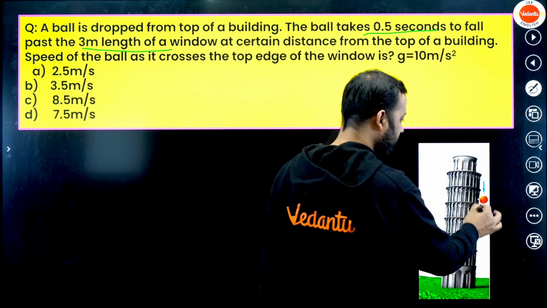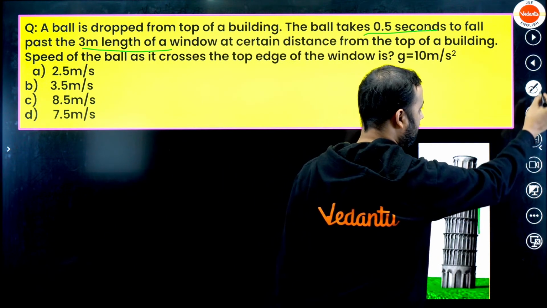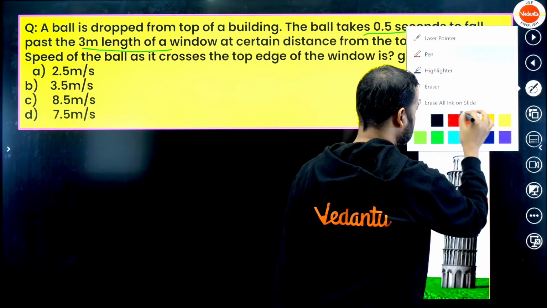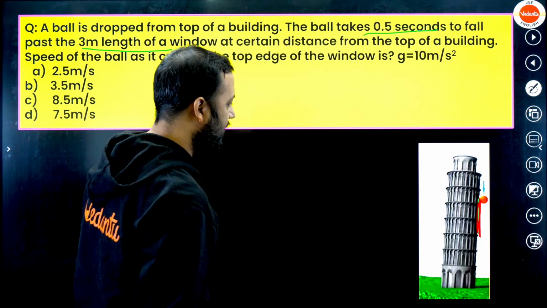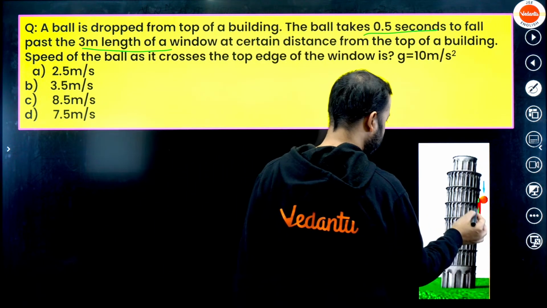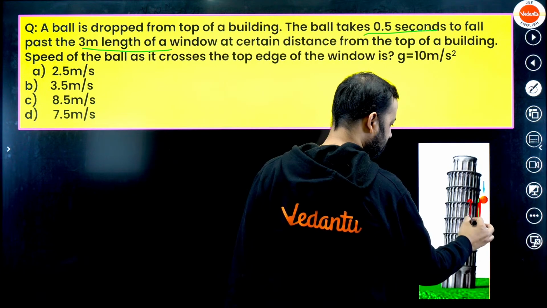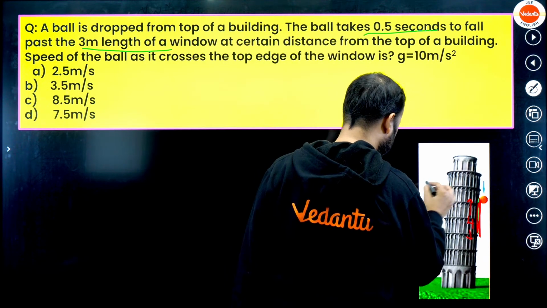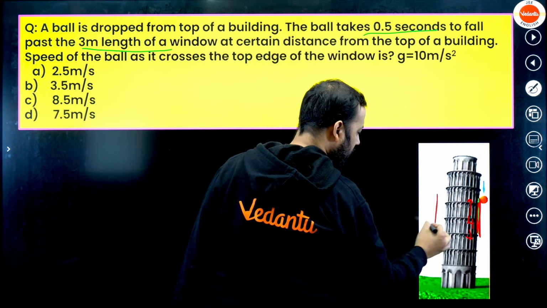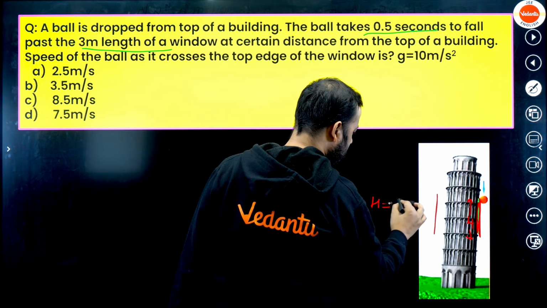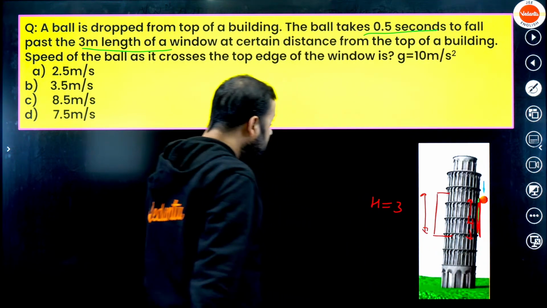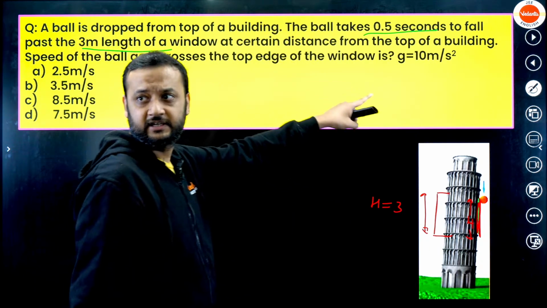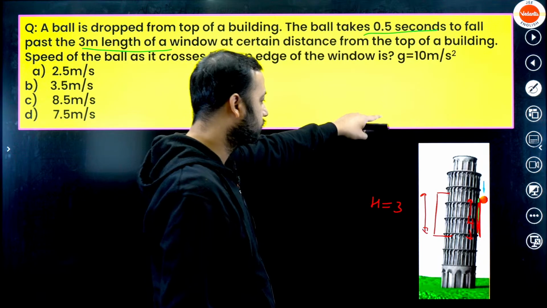So there is one window. Let's say this window is over here. The length of this window has been given to be 3 meters. So let me draw this window over here. This is the window, and this height is given to be 3 meters. It takes 0.5 seconds to cross this window.